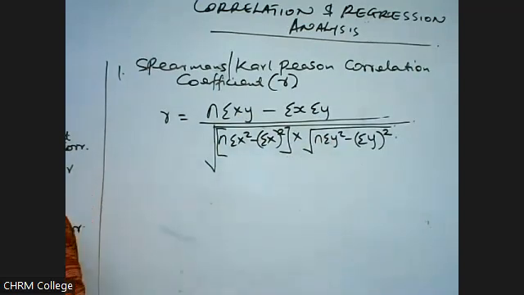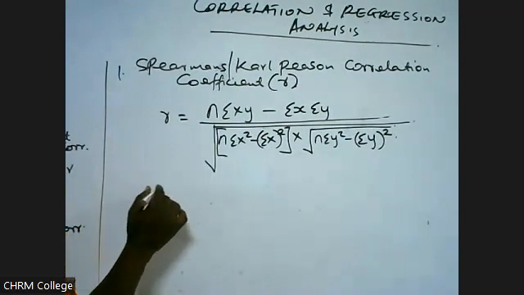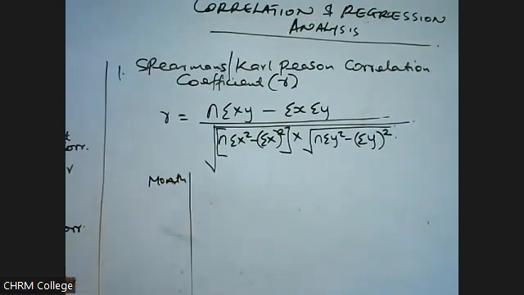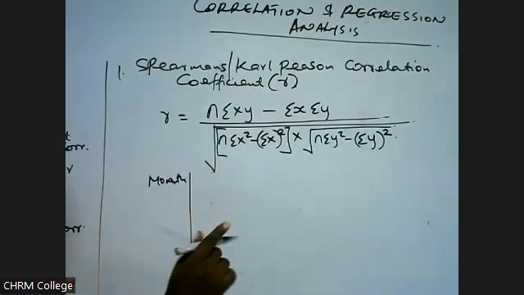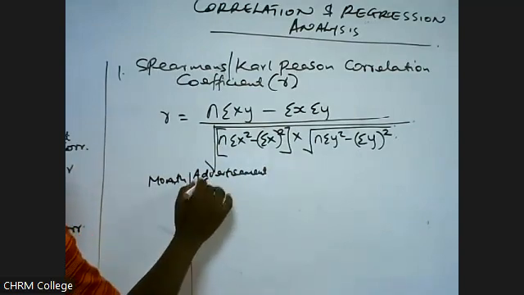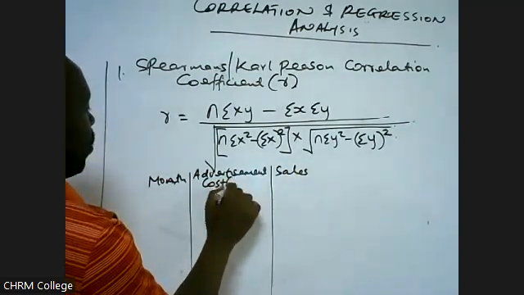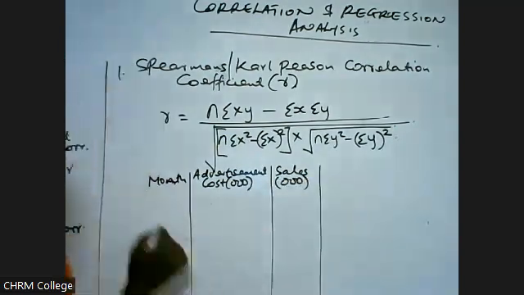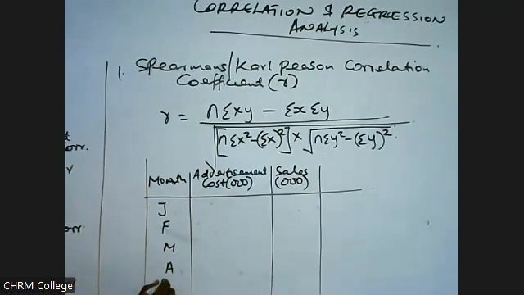So it is actually those figures here. If you are told that we have, for example, here the month, and here we are given the advertisement cost, and here we have the sales. This one is in 1,000. If the sales is also in 1,000, even something like this. This is maybe January, February, March, April, and May.